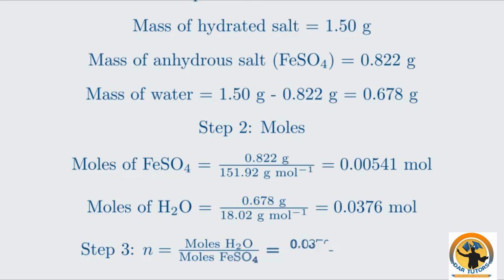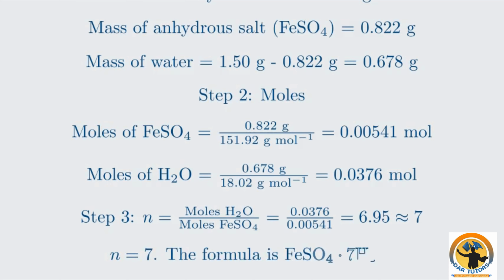Step 3. Find the value of N by dividing the moles of water by the moles of FeSO4. 0.0376 divided by 0.00541 is approximately 6.95, which we can round to the whole number 7. So N equals 7, and the hydrated salt is FeSO4.7H2O. Next, we need to calculate the percentage purity of the original sample.